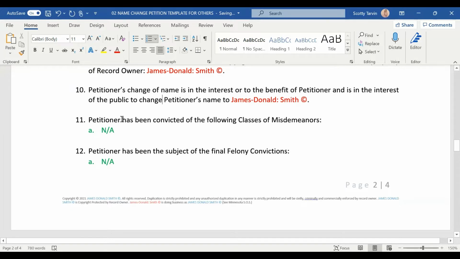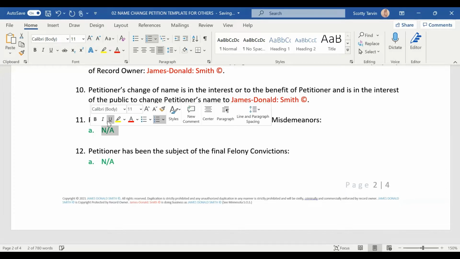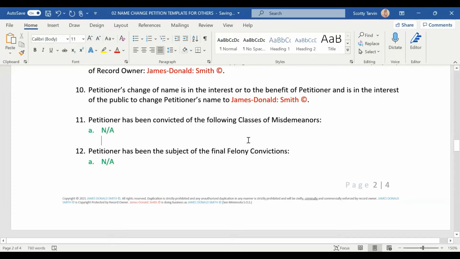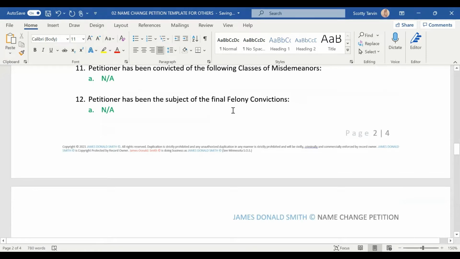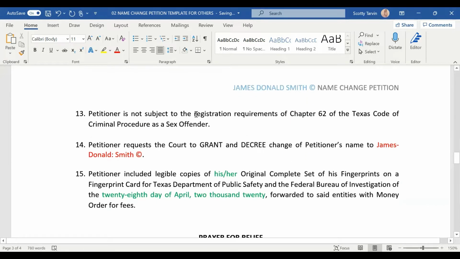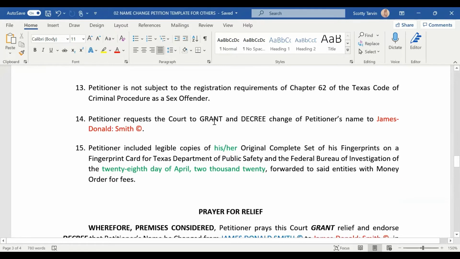Petitioner has been convicted of the following classes of misdemeanors. None. And however many you've been convicted of, I couldn't remember all mine. I don't have any, thank you, Lord. Then you can strike number 11, you can strike 12 if you've never been convicted of a felony. No. Petitioner is not subject to the registration requirements of Chapter 62 of the Texas Code of Criminal Procedure as a sex offender. Petitioner requests the court to grant and decree change of petitioner's name to whatever name you want.